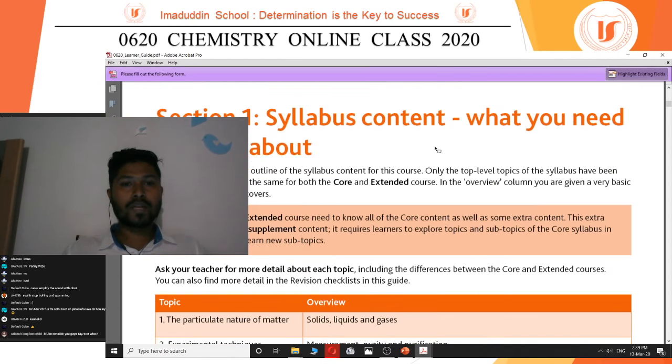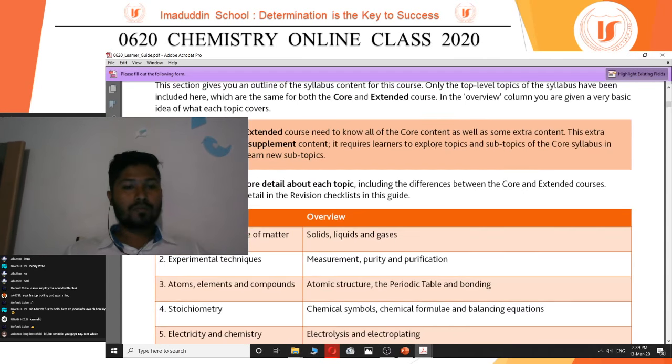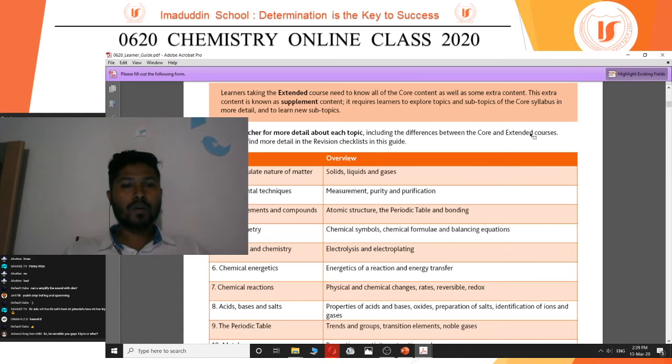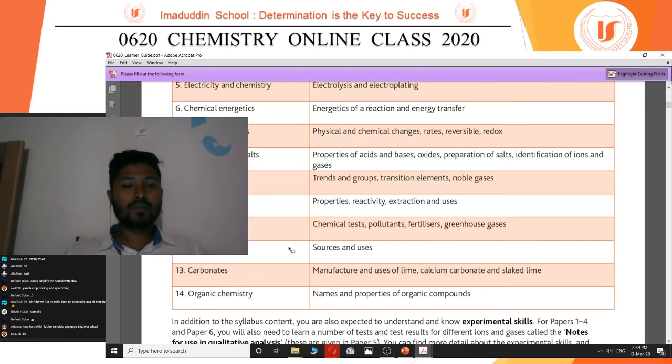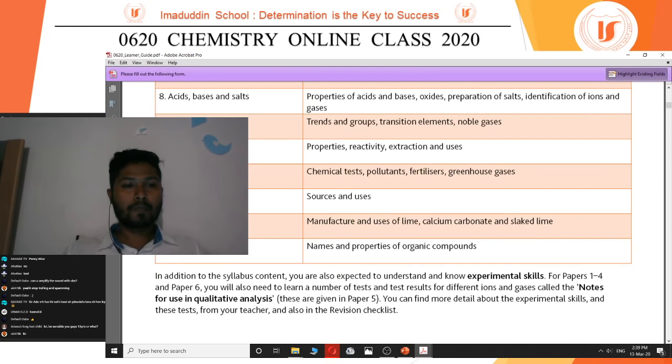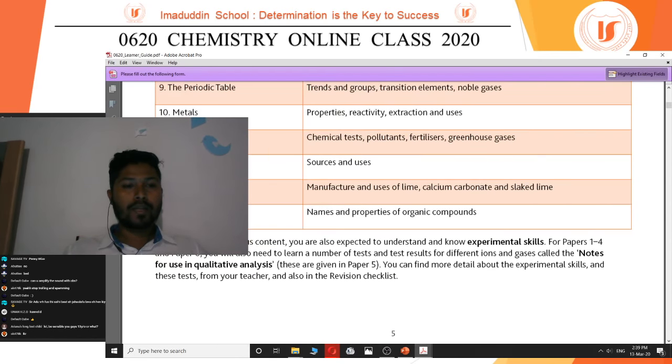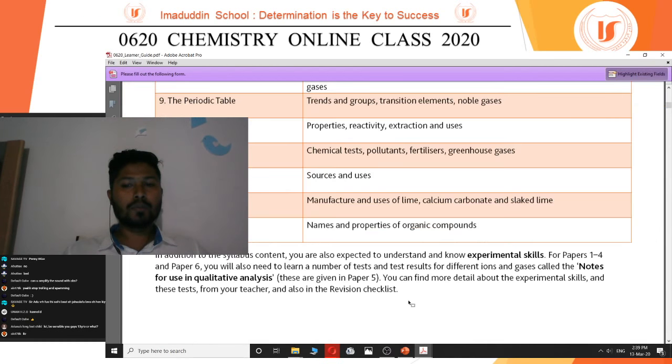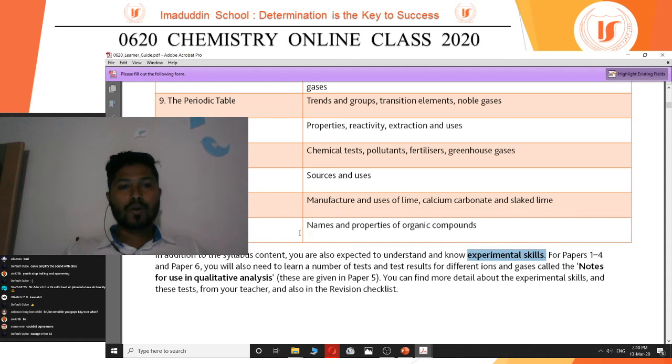The first thing which I want to highlight is the syllabus content, what you need to know. Compared to other chemistry syllabus, you have a total of 14 main topics, and in addition to the main topics, you should be familiar with the experimental skills. In addition to each and every topic that is mentioned here, almost every topic you will be asked to have a certain amount of experimental skills.